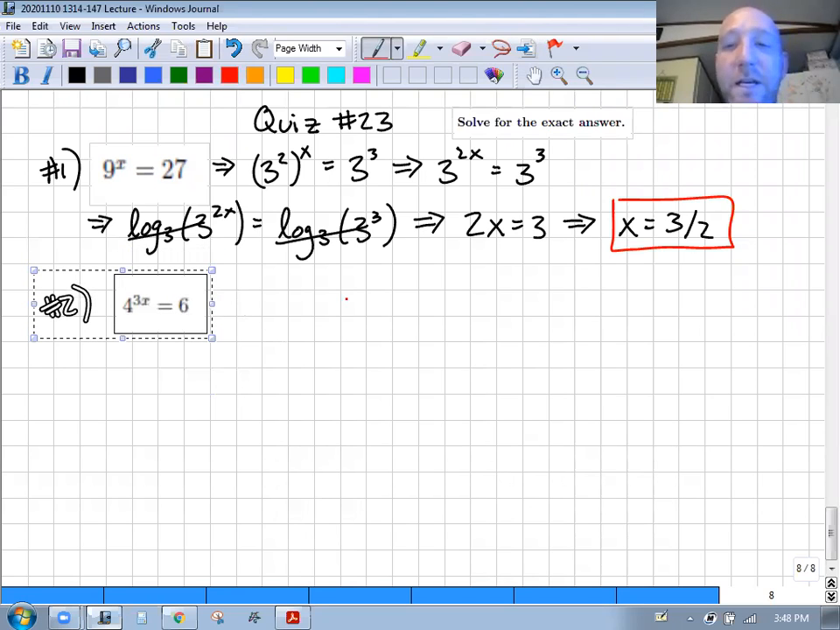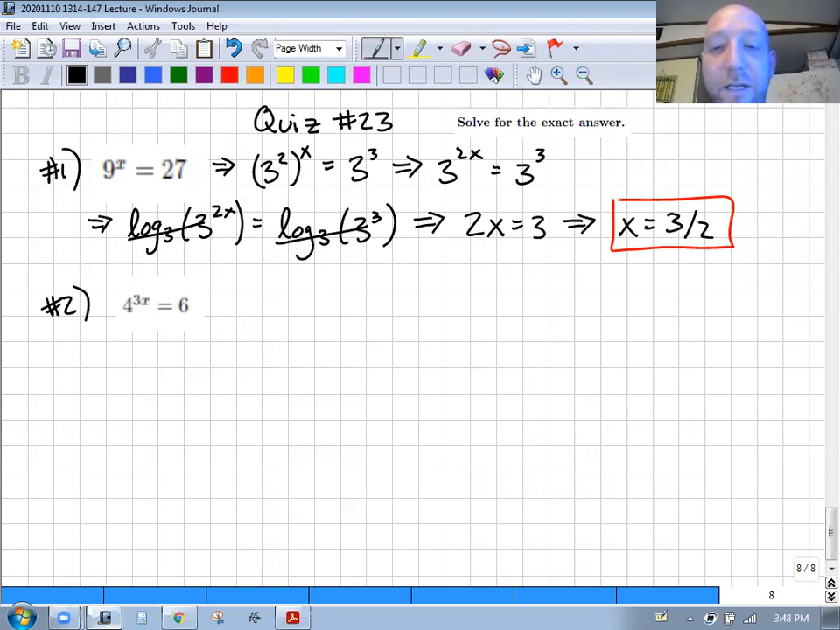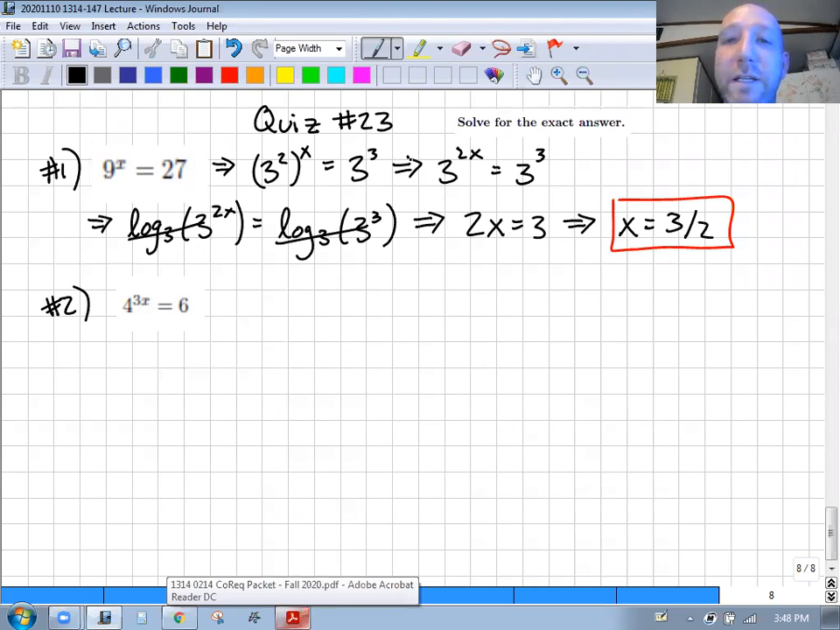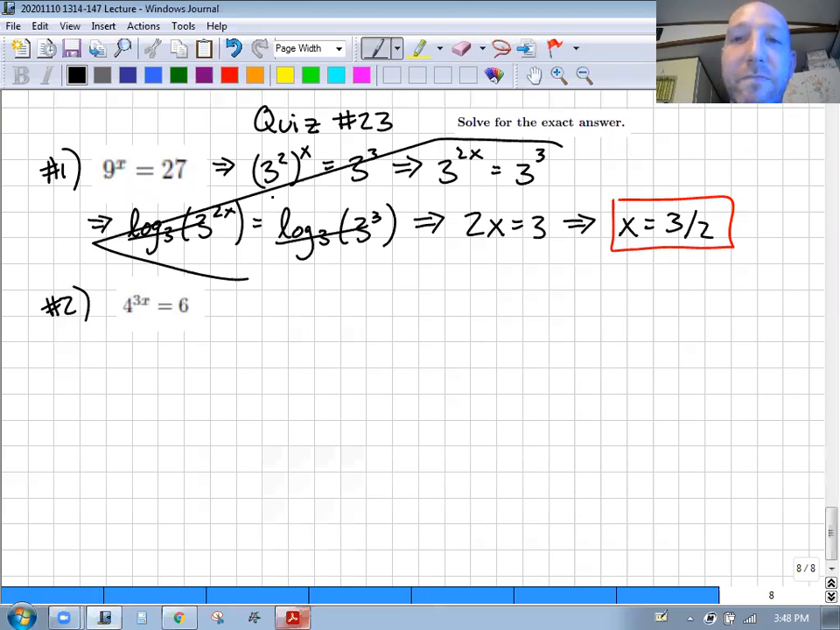All right, on the exam, don't just plug it into Wolfram Alpha and give me the answers. That's not going to work. You have to show your work. I need to see that stuff. Okay.